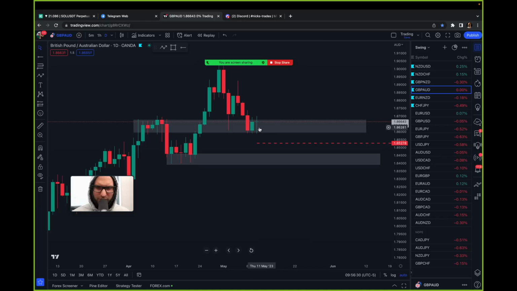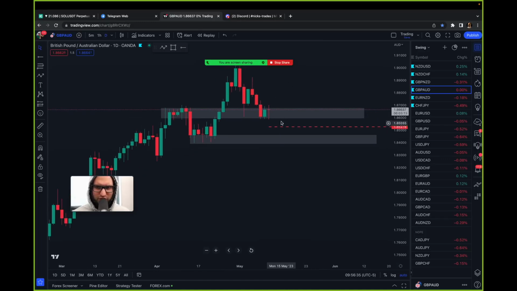GBP AUD, I'm in a buy. If it bounces here, it'll go up to the previous highs. I'll probably take profit there. If it breaks this zone, then I'll get hedged, and then I'll just wait for the next zone down here. Then I'll probably close the hedge and profit and add a buy.